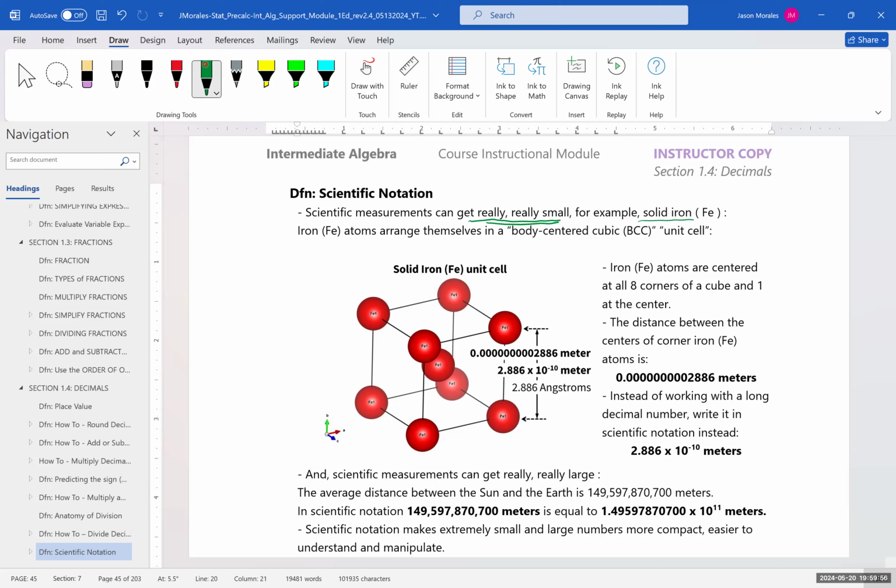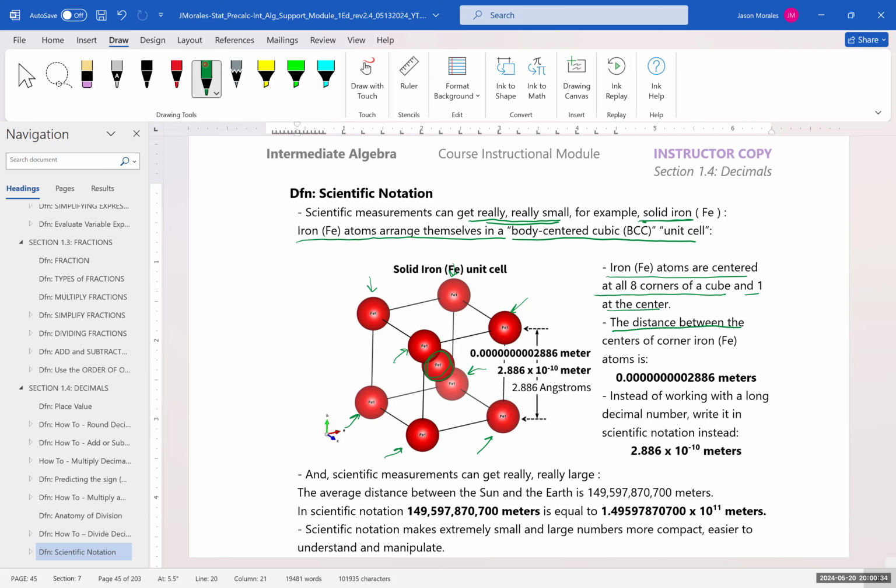For example, solid iron. If you had a chunk of iron in your hand, iron atoms arrange themselves in a body-centered cubic unit cell. So the iron atoms are centered at all 8 corners of a cube and one at the center. Here's a corner atom, corner, corner, corner. Here's one in the back, here's one in the front. And then we've got this iron atom here at the center of the cube. Now these are atoms, so this is a really small space, really small size.